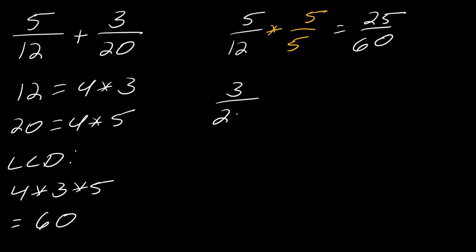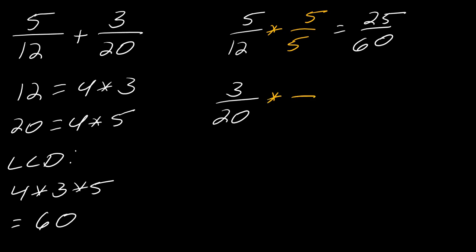So we can do that again with 3 over 20. Okay, so 20 is 4 times 5, right? My LCD is 4 times 3 times 5. So I can see I've got 4 times 5. This is what I want. So what do I need to multiply 20 by? I need to multiply 20 by 3. 20 times 3 will get me to the LCD of 60.